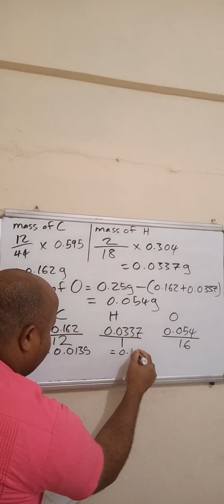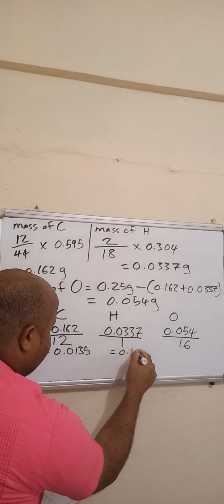Then now we are going to divide each mole, compare the three answers, divide by the smallest number, which in this case is 0.00338. And the answer you should get is 4 carbons, 10 hydrogen, and 1 oxygen. So the empirical formula is C4H10O. Alright, so let's put it here. C4H10O. That is your empirical formula, right?